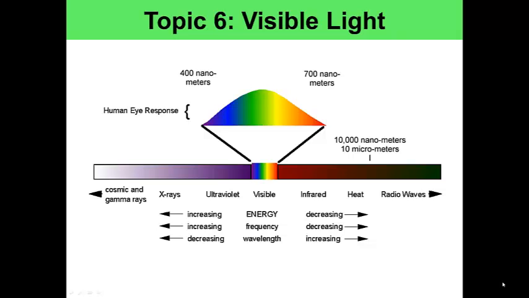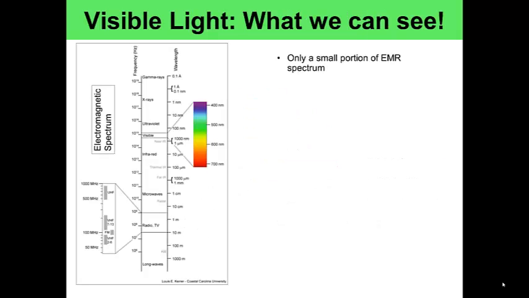Hello and welcome to topic 6 of the physics unit for Science 30, visible light. Visible light is what we can see, and it is only a small portion of the electromagnetic radiation spectrum.